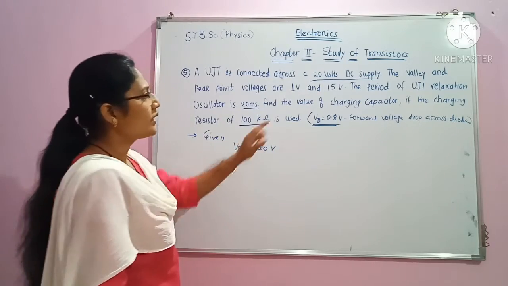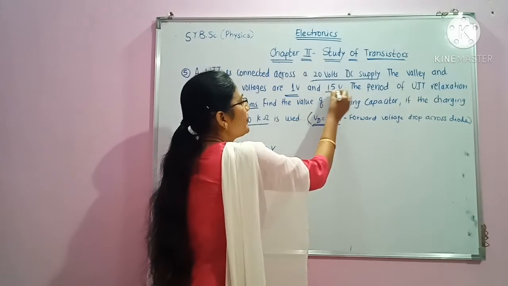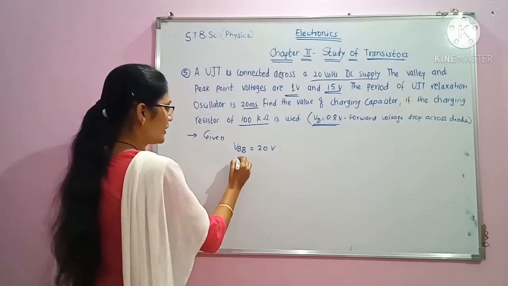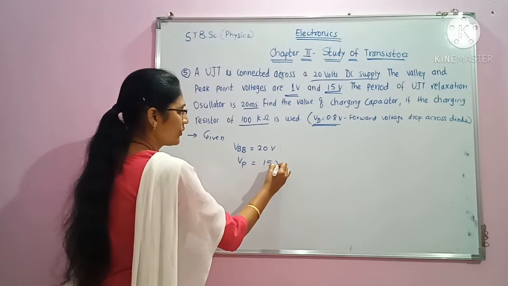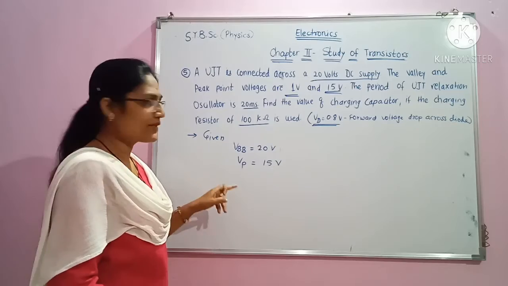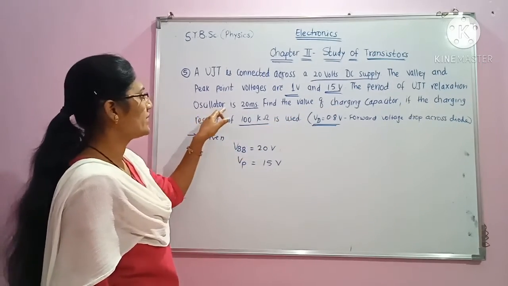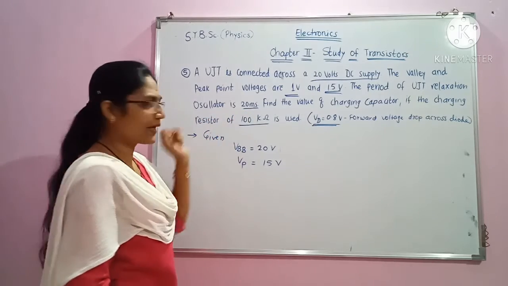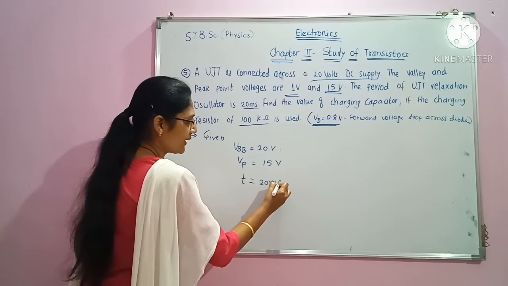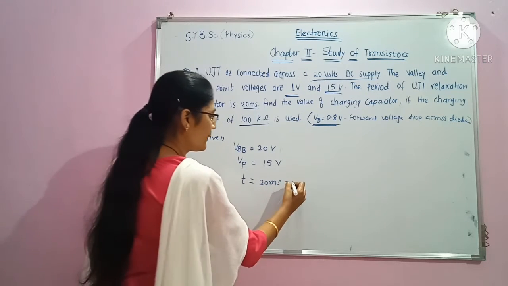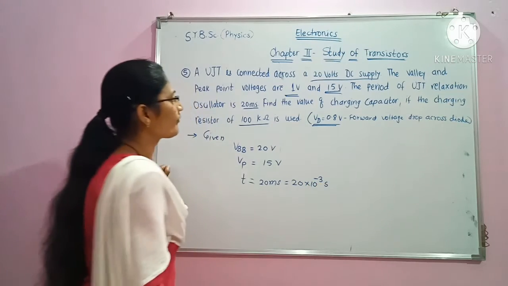20 volt. The valley and peak point voltages are 1 volt and 15 volt. So, peak voltage VP is given as 15 volt. The period of the UJT relaxation oscillator is 20 millisecond. Period means T is equal to 20 millisecond, which is 20 into 10 raised to minus 3 seconds.